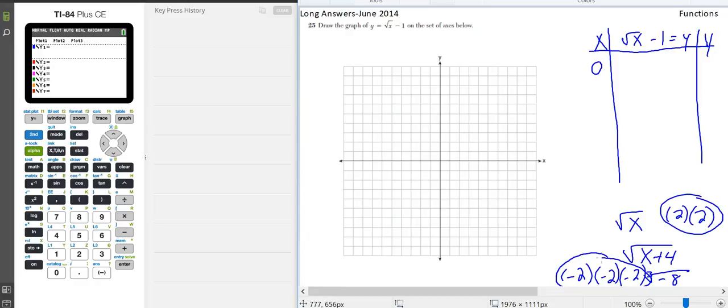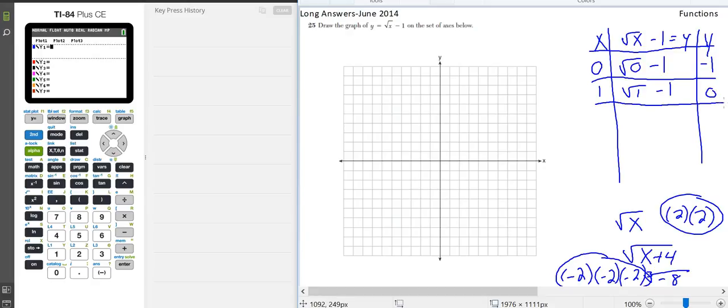So back to this question, when we plug in x is equal to 0, we have the square root of 0 minus 1. The square root of 0 is just 0. 0 minus 1 is negative 1. And let's move on. Let's plug in 1. The square root of 1 minus 1. The square root of 1 is 1. 1 minus 1 is 0.